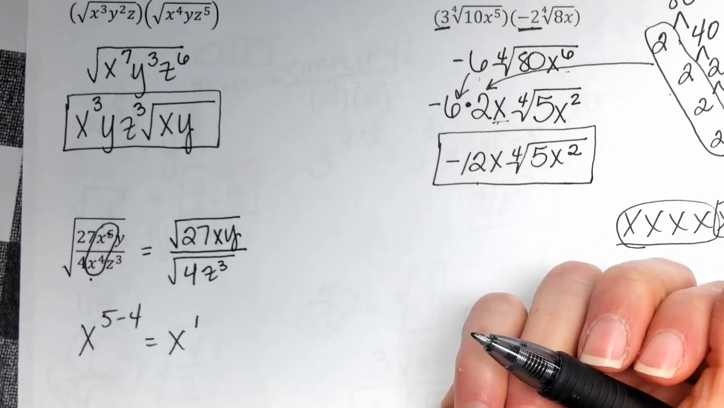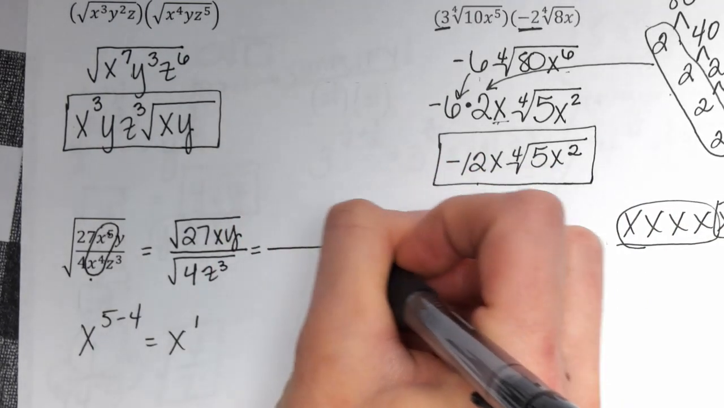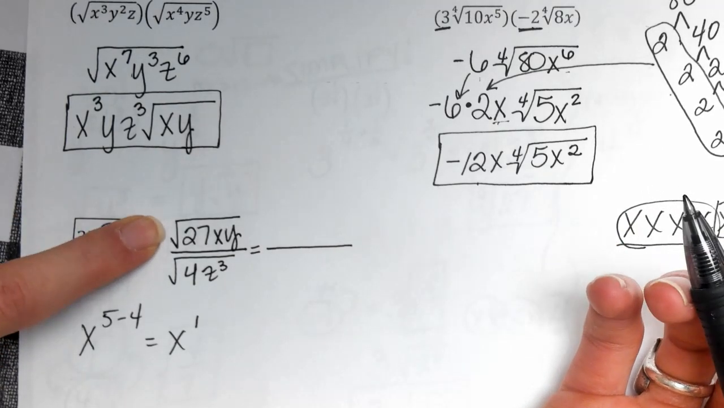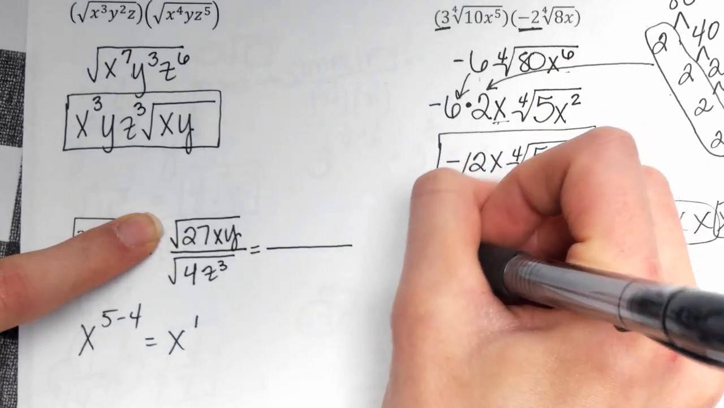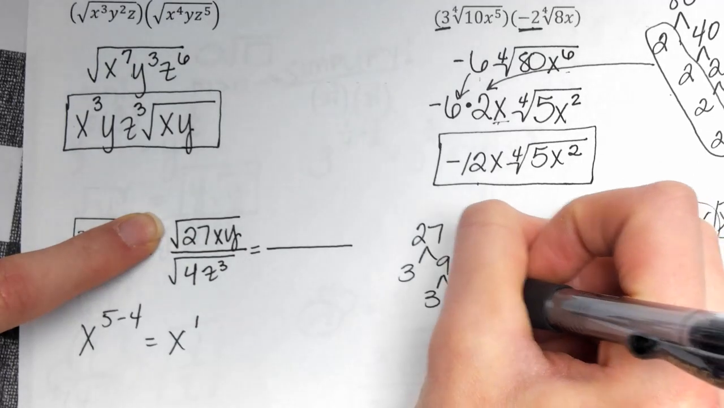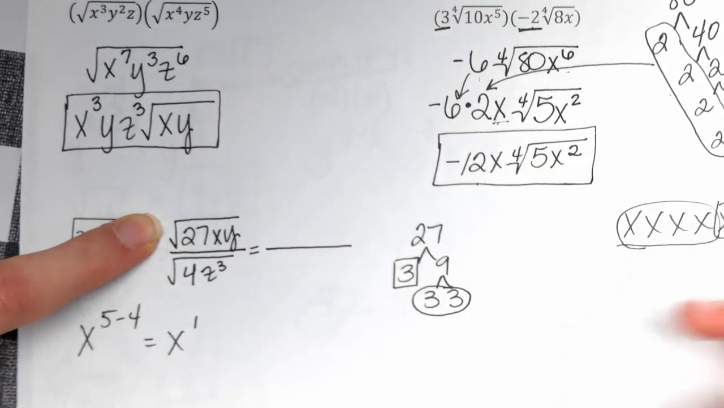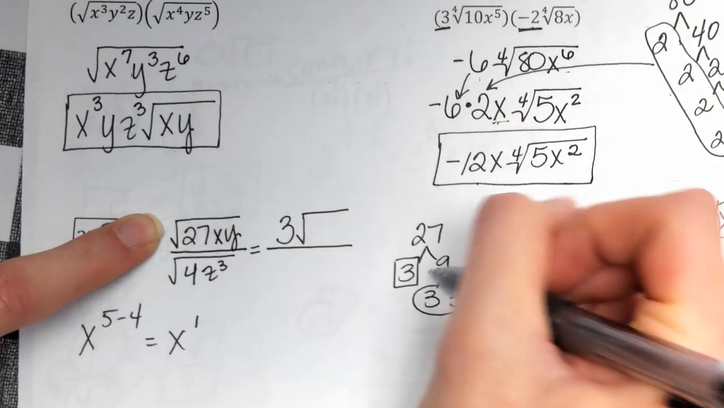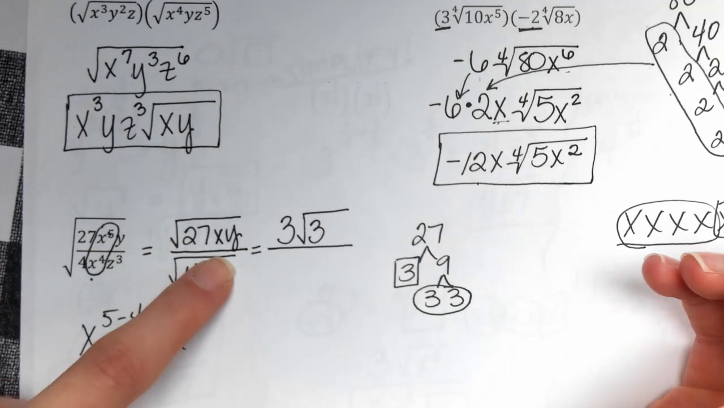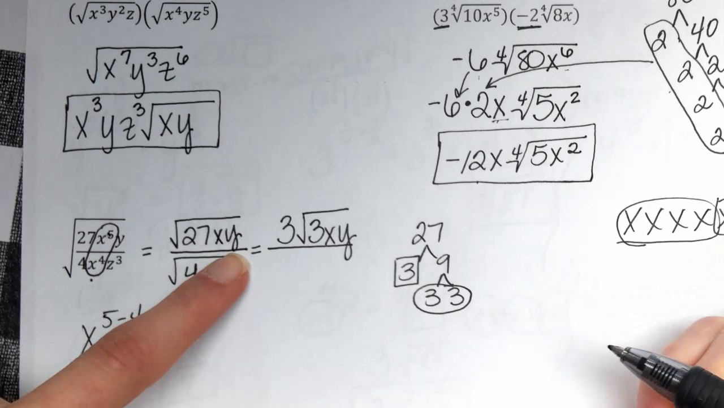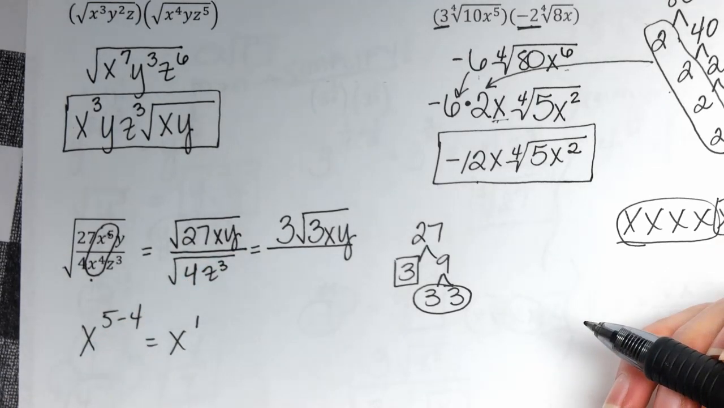So I simplified my x's. Now I'm going to do whatever I can to simplify everything else. So my numerator, square root of 27. I know 27 is 3 and 9, which is 3 and 3. It's a square root, so I need a pair. So that becomes 3 times the square root of 3. I only have one x I can't do anything with. I only have one y I can't do anything with. Are you good with that?